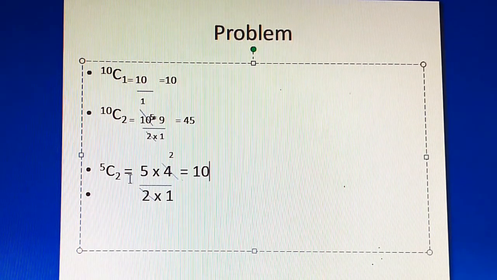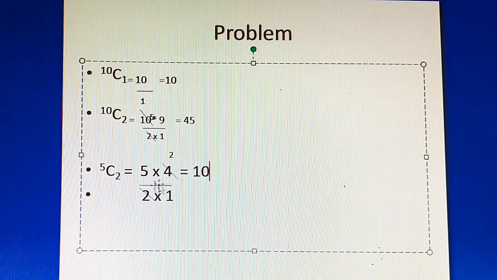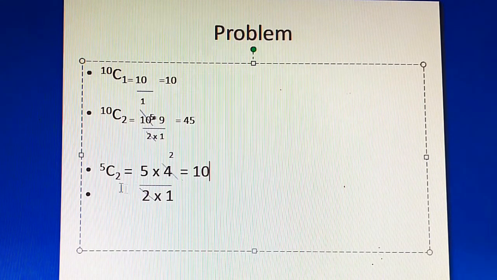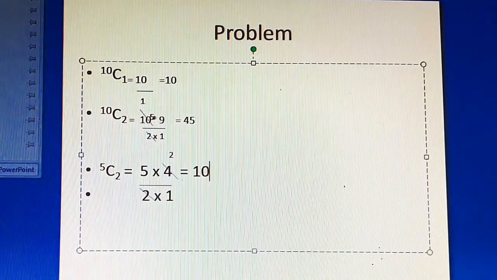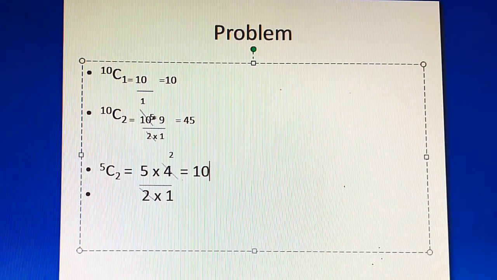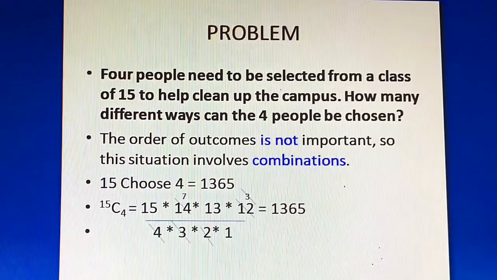The value of 5C2 is, the first term is 5 times 4. Why 5 times 4? Because r is 2. If the first term is 5, the second term will be 4, divided by r factorial. r factorial is 2 times 1. So I cancel: 1 2s are 2, 2 2s are 4, which gives 10. Understood, students? So this is the answer. You can practice more problems from the textbook.